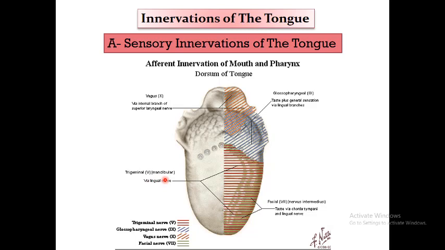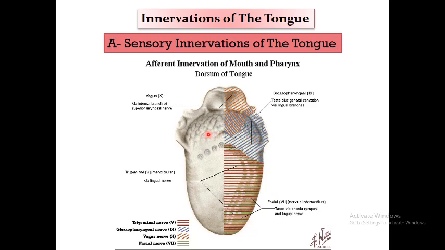While the anterior two-thirds of the tongue receives taste sensation by a nerve called the chorda tympani. Chorda tympani is a branch of the facial, the seventh cranial nerve. So we can say for the anterior two-thirds of the tongue, general sensation is by the lingual, which is a branch from the trigeminal, fifth cranial nerve, while taste sensation is from the chorda tympani, which is a branch from the facial, the seventh cranial nerve. This is the anterior two-thirds of the tongue.